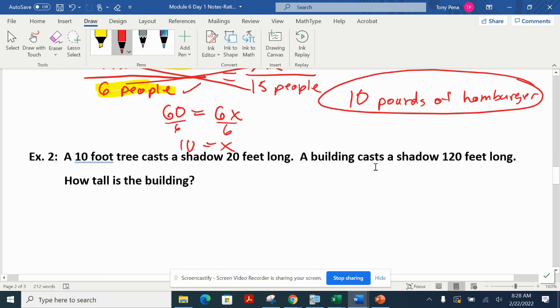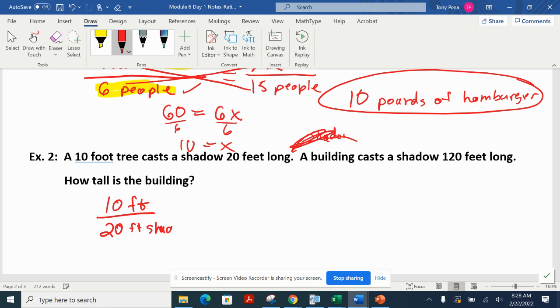All right, number 2. It says a 10-foot tree casts a 20-foot long, the word shadow should be right here now that I look at this. Oh no, shadow 20 feet long. I didn't read it correctly. Never mind. Casts a shadow 20 feet long. So when we set this up, the 10-foot tree is going to make a 20-foot shadow.